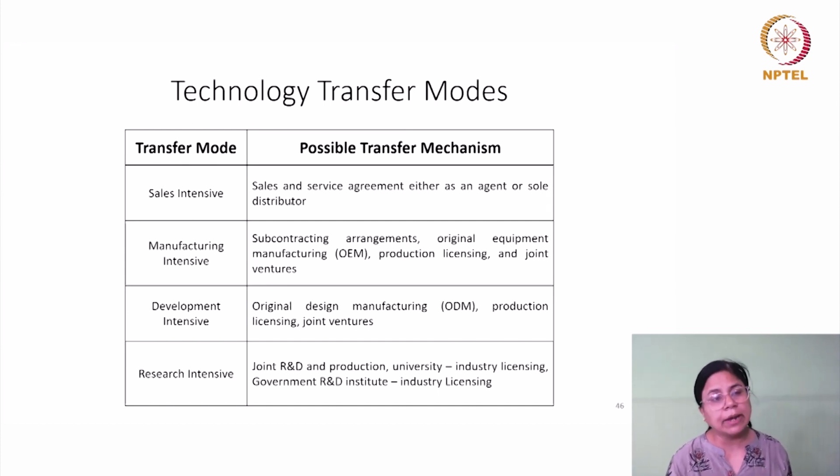The other one is manufacturing intensive. Here maybe some kind of subcontracting arrangement is made. A subsidiary comes into the picture. A wholly owned subsidiary could also come into the picture. They can engage with the original equipment manufacturer, can give licensing for the production of, let us say, IP or some other medicine, or they can get into a joint venture. The intention there would be more towards the manufacturing, towards the production.